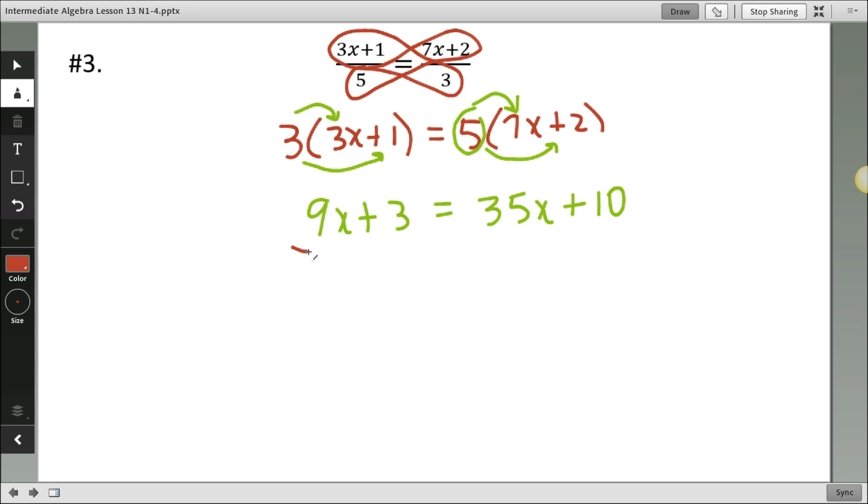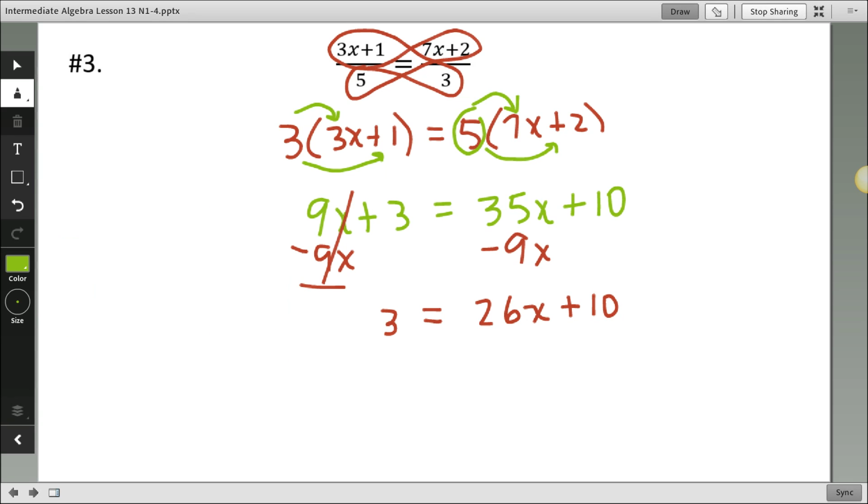So in this case, I want to subtract 9x from each side. Those are going to cancel. That leaves 3, and then 35 minus 9 is 26. And now it's just a 2-step equation.